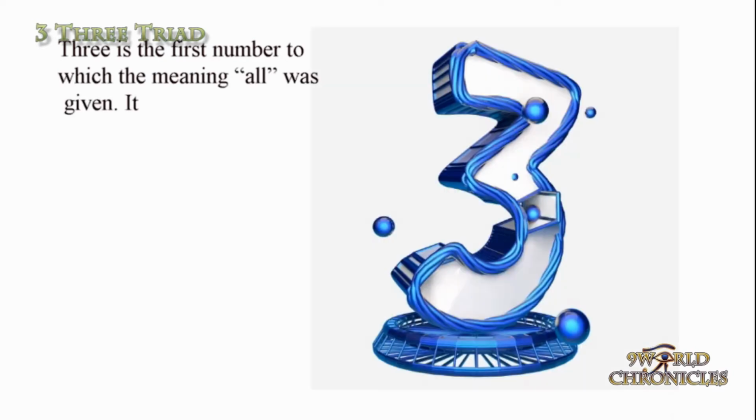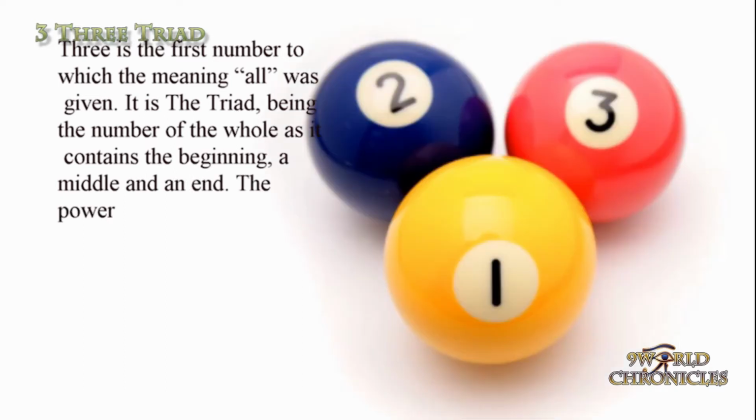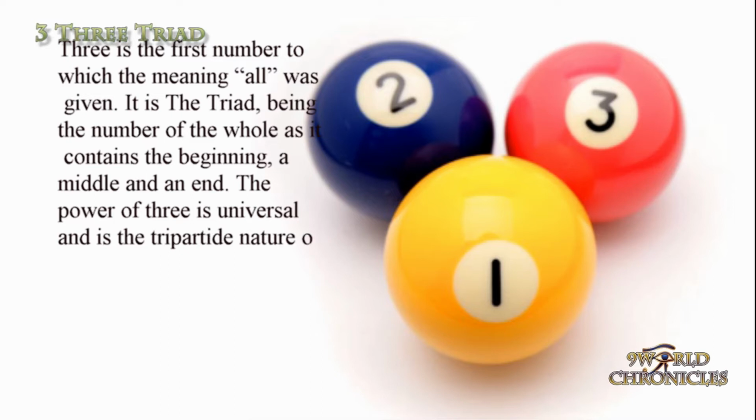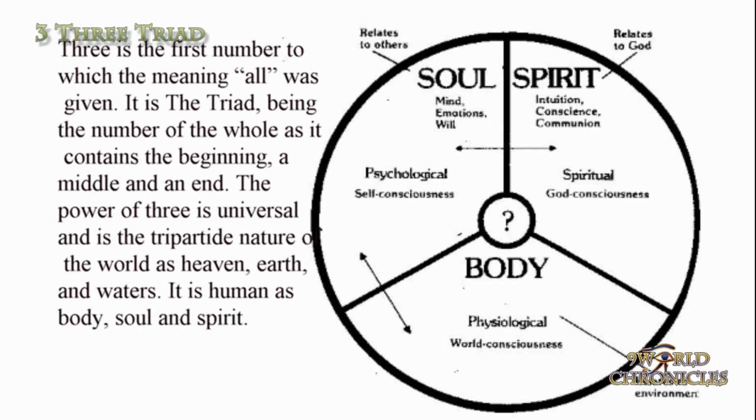3 is the first number to which the meaning all was given. It is the triad, being the number of the whole, as it contains the beginning, the middle, and the end. The power of 3 is universal, as it reflects the nature of the world in its divisions of the heaven, the earth, and the waters. It is reflected in humans as well, being made up of a body, a soul, and a spirit.